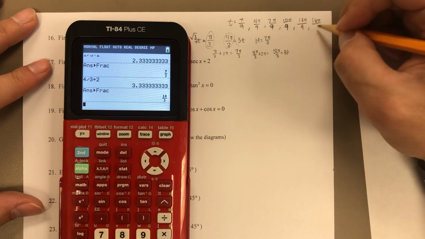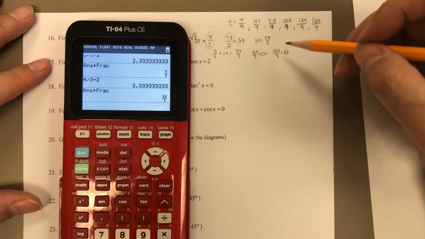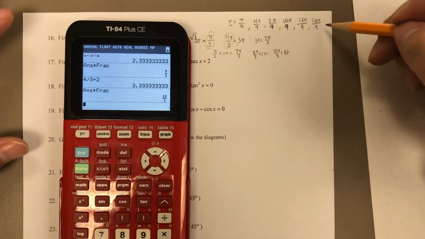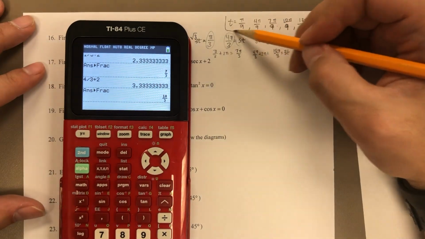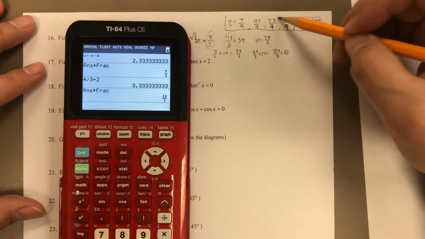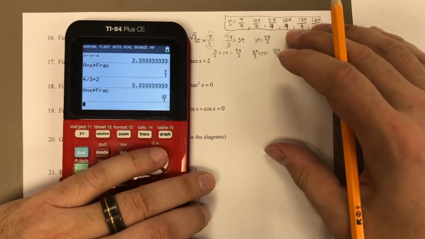And you can double check, you just have to find 2 more coterminal angles from there and then divide it by 3, but you'll end up with the same answer. So all 6 of these would be your solutions. All right, so that's one problem.